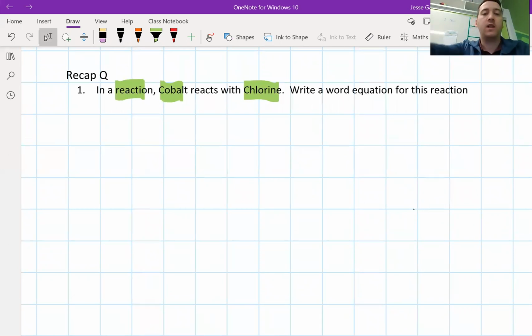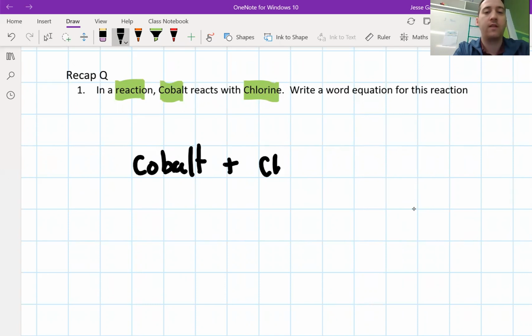Okay, so let's write a word equation for this. Obviously, if we're reacting cobalt with chlorine, then those are our reactants. We're beginning with those. So we put these on the left-hand side, and this is cobalt plus chlorine. We know it's a chemical reaction because it tells us in a reaction. So we use an arrow to show it's a chemical reaction.